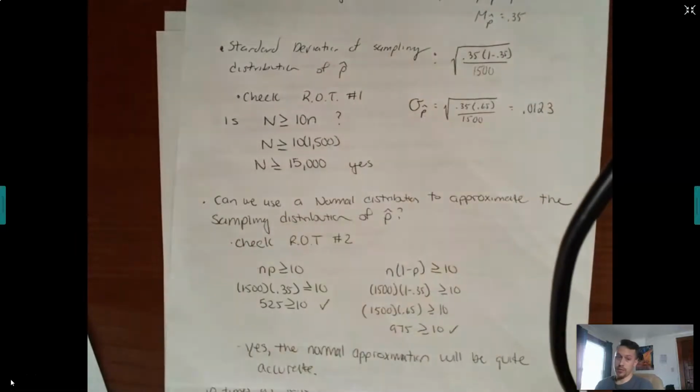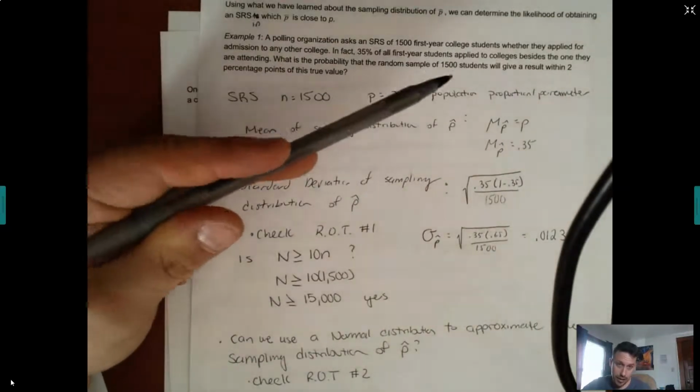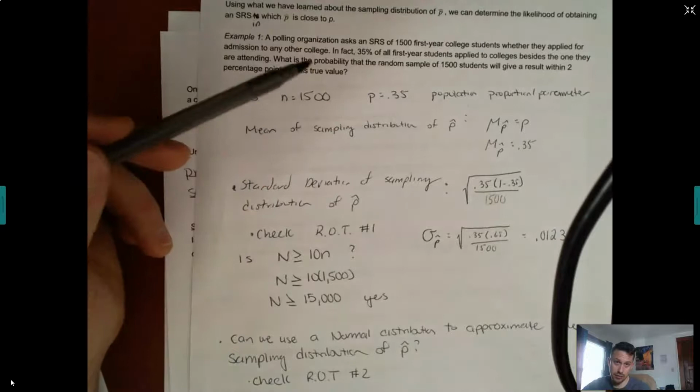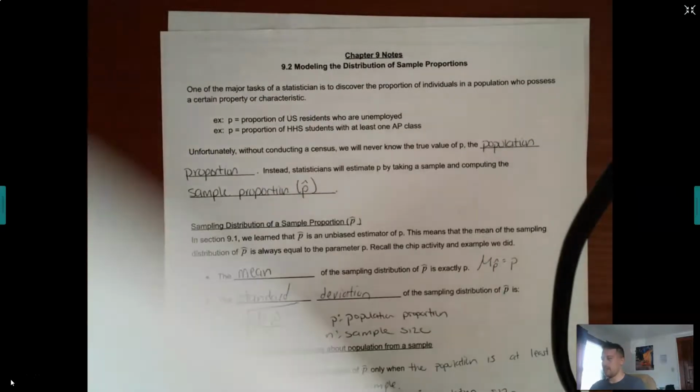So we're going to use that normal distribution to actually answer the question right now, which going back, you might have lost track of the question because we went into these rules of thumb to try to answer it. The question is, what is the probability that the random sample of 1,500 students will give a result within 2 percentage points of this true value? I ran out of space, so we're going to the back.